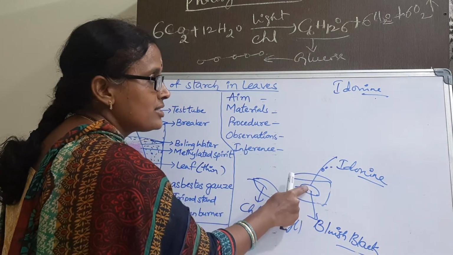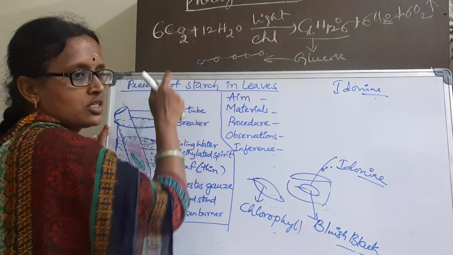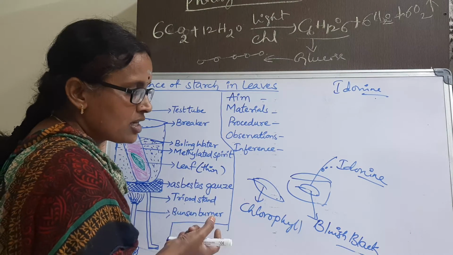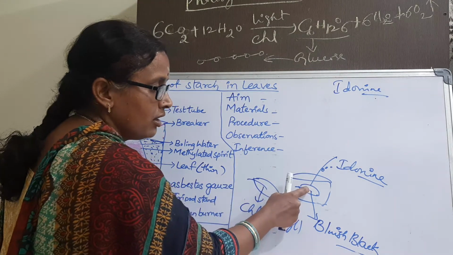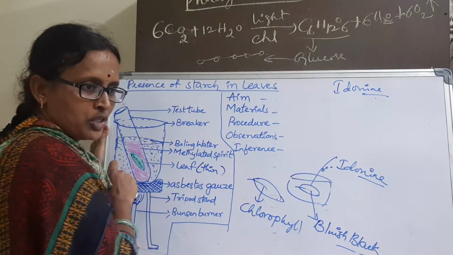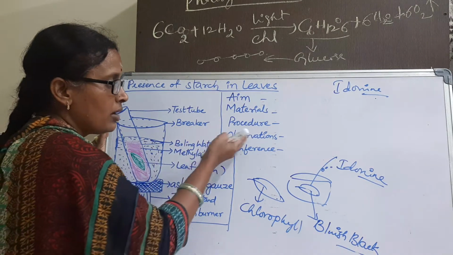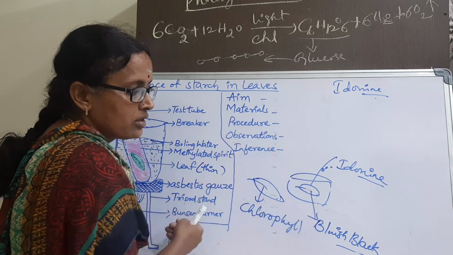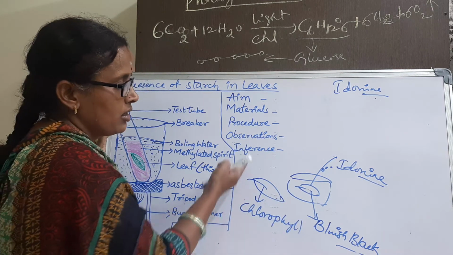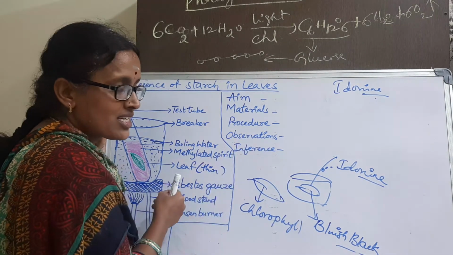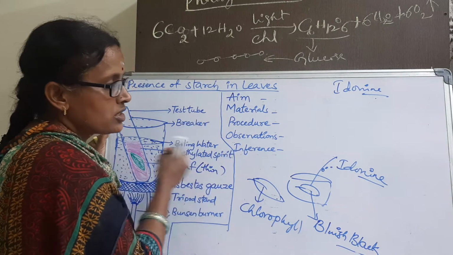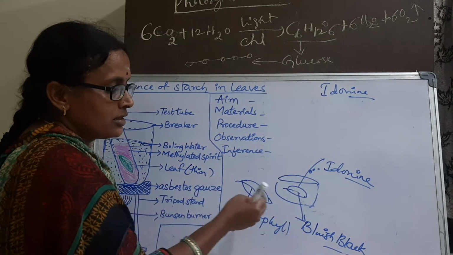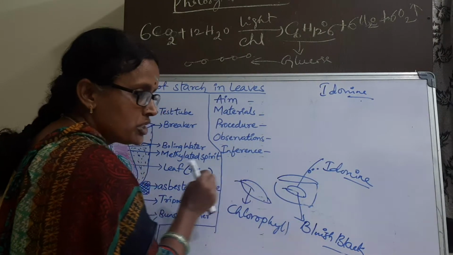So where are we getting the starch? By the process of photosynthesis only. In photosynthesis, they are preparing the starch, and the starch is present in the leaf. And what are the observations? Observations means when we add the iodine solution, the leaf turns bluish black. So what is the result? Starch is present in the leaves. That's why with the iodine test, the leaf turns bluish black.